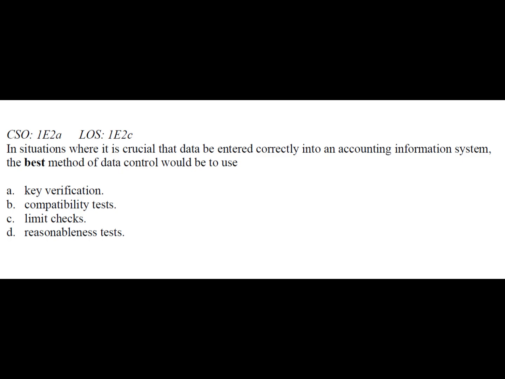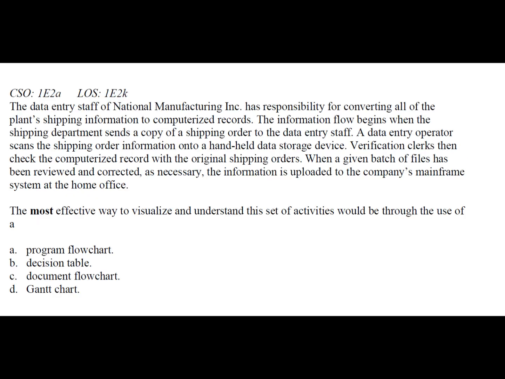Key verification. This question tests knowledge of systems documentation techniques used in accounting information systems, AIS. The scenario describes the movement of shipping documents and related information through different departments, from the shipping department to data entry operators, verification clerks, and finally to the company's mainframe system.